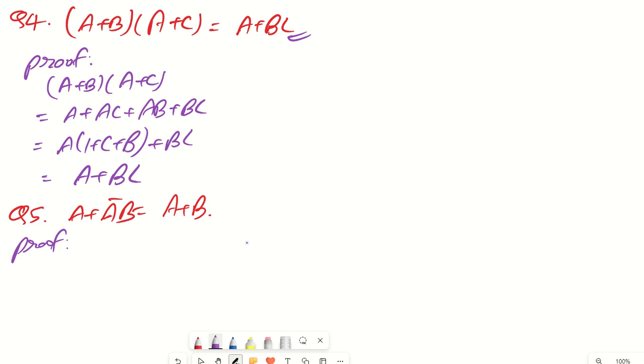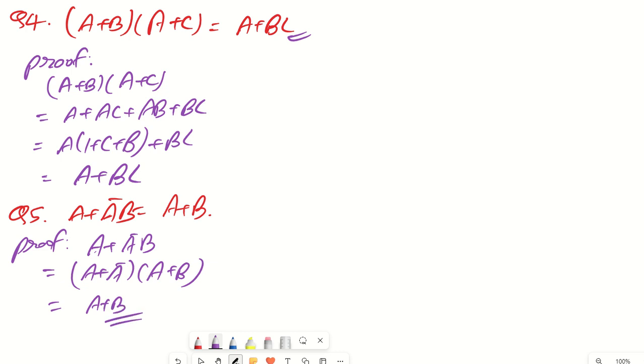So what we can do, I can write it down. A plus A bar B is equal to, since you know that A plus BC is A plus B into A plus C, the same thing we can utilize now. So can we do that as A plus A bar into A plus B, and you already know that A plus A bar is nothing but 1, so it will be just A plus B. So this is the single line solution.